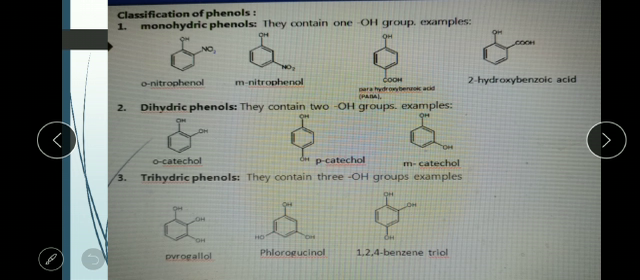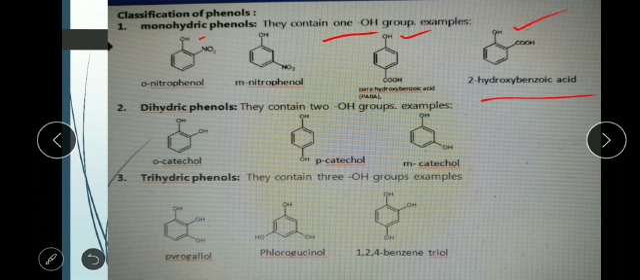Classification of phenols. Phenols are divided into three types as per the number of hydroxyl groups attached to the ring. First is monohydric phenols. As the name represents, they contain one OH group, like ortho-nitrophenol. You can see it has one OH group. Meta-nitrophenol, para-hydroxy benzoic acid, one OH, and 2-hydroxy benzoic acid.